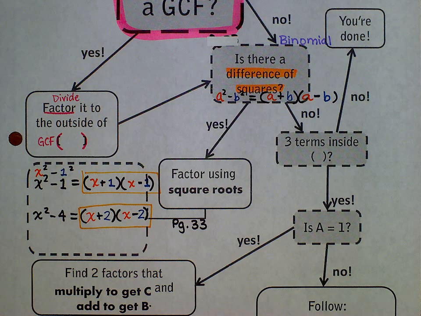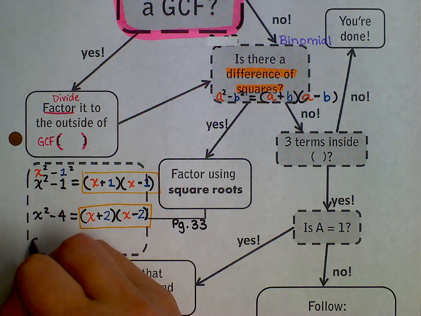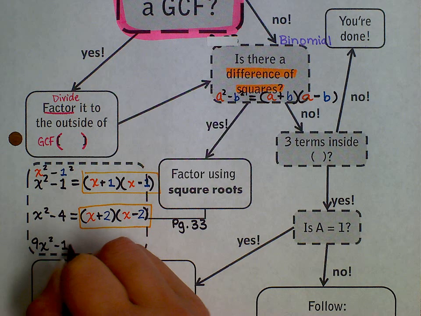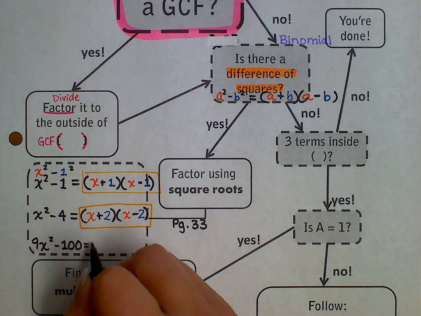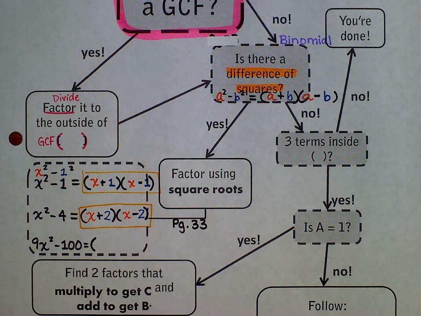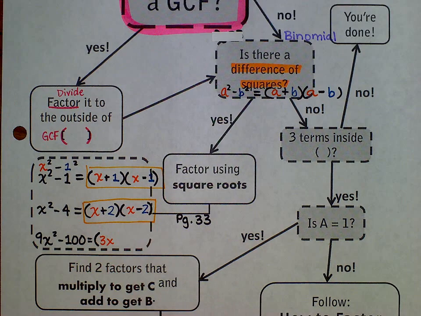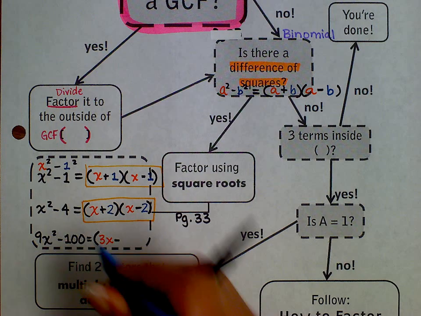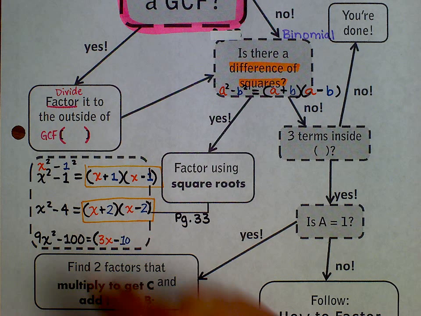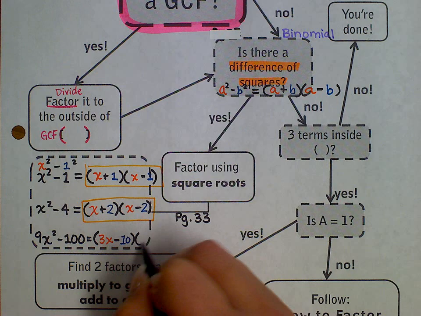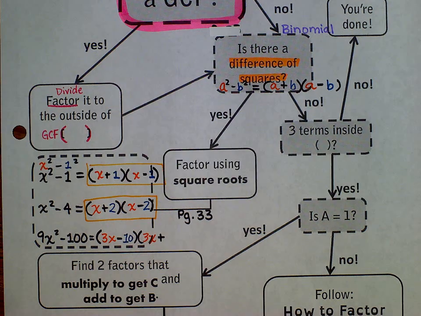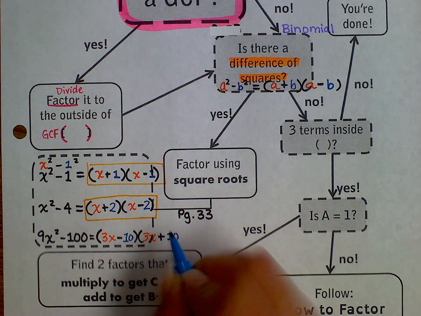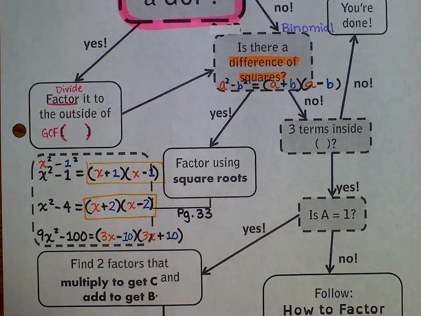No. So, keeping that in mind, what if I gave you 9x squared minus 100? Can you guys factor that one for me? Parentheses, 3x minus 10 and 3x plus 10. This is easy because we've already done this, right?